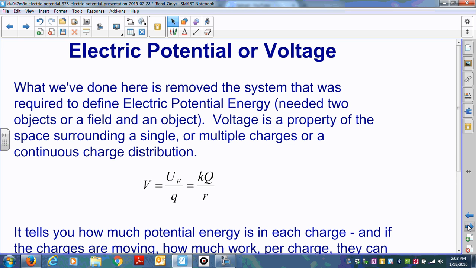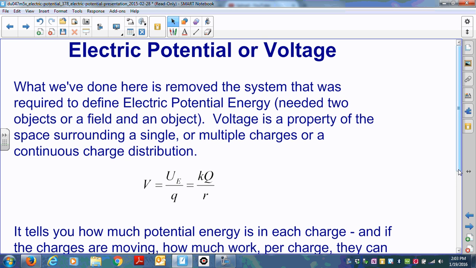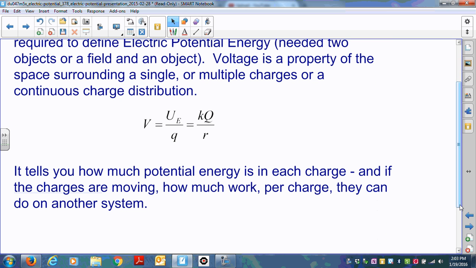What we've done here is remove the system that was required to define electric potential energy. Remember, we needed two objects, or a field and an object, in order to have energy. Voltage is a property of the space surrounding a single or multiple charges, or a continuous charge distribution, like a plate of charge or a line charge. So here the voltage is defined as the potential energy divided by q, or kQ over r. It tells us how much potential energy is in each charge, and if the charges are moving, how much work per charge they can do on another system.